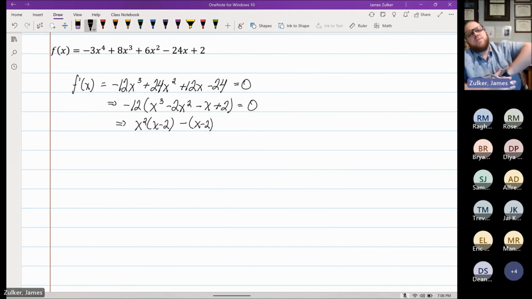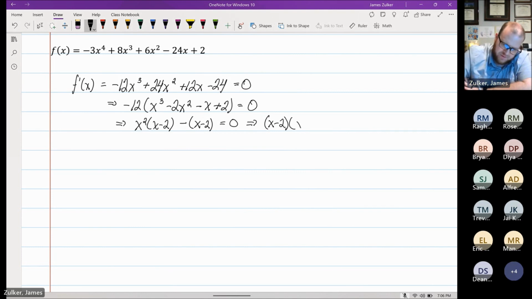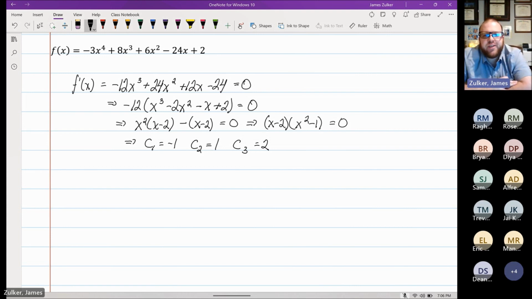Group the first two terms together, factor out an x squared. Group the second two terms together, factor out a -1. That leaves us with x minus 2 times x squared minus 1 is equal to 0. That gives us 3 critical points: -1, +1, and +2.